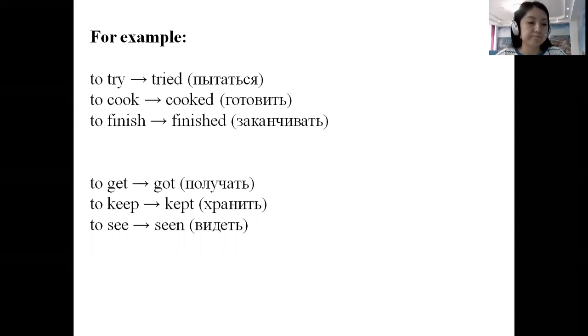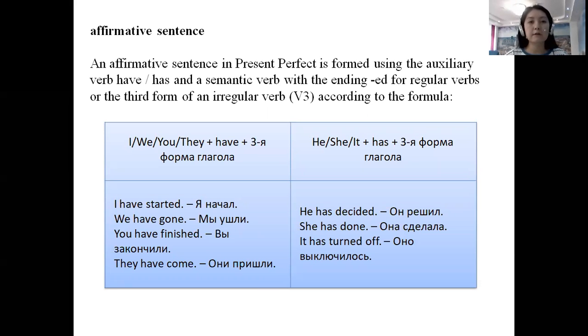Now, for example, regular verbs, yes: to try, tried; to cook, cooked; to finish, finished. And the irregular verbs, yes, third forms: to get, got; to keep, kept; to see, seen. Now, about the affirmative sentence. An affirmative sentence in present perfect is formed using the auxiliary verb have or has and the semantic verb with the ending ed for regular verbs and the third form of an irregular verb, according to the formula. Yes, look at this table.